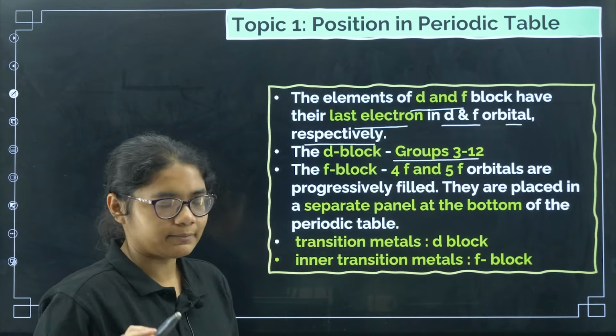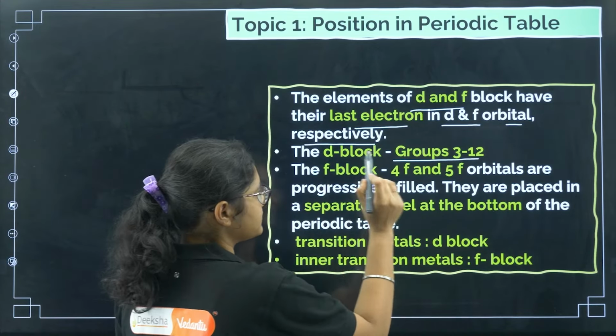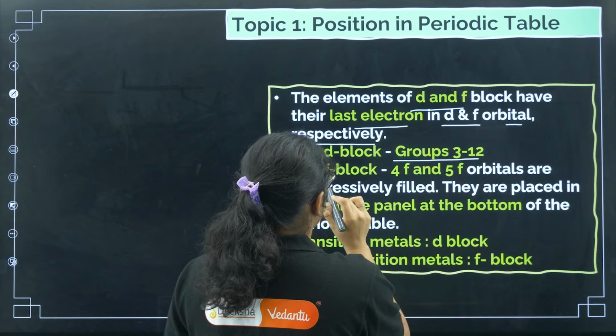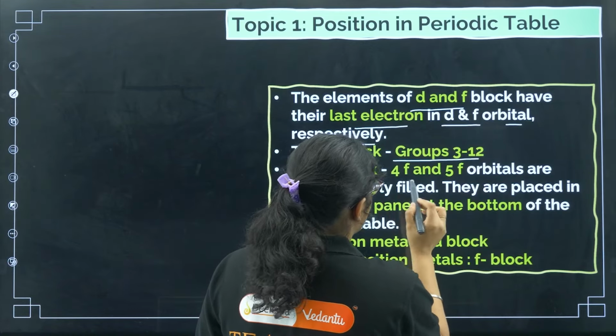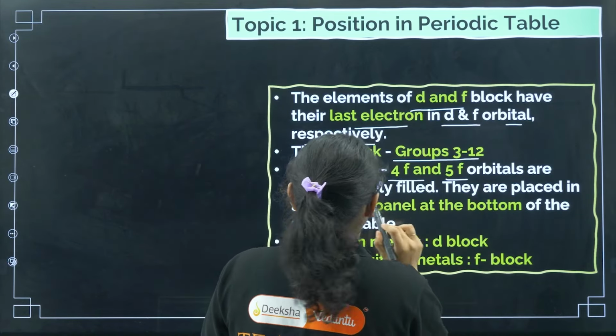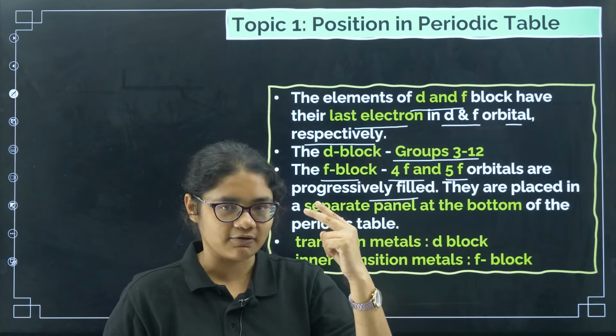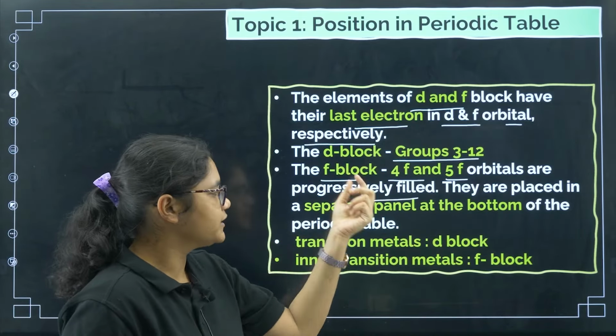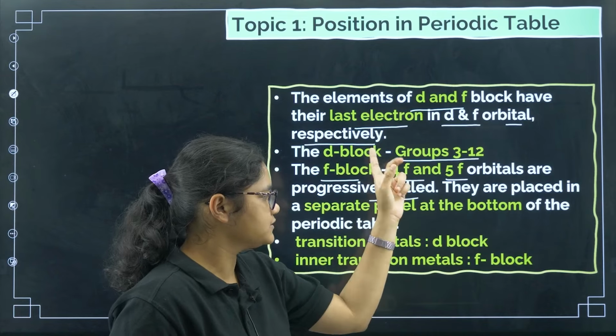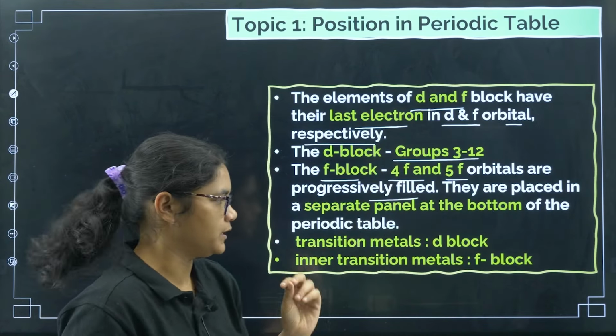I'll show you the periodic table also, but you have to remember D block is from group 3 to group 12, and the F block, that is, it consists of 4f and 5f orbitals are progressively filled. So in F block what happens? In F block again we have 4f and 5f, okay. So there the electrons are filled, the last electrons are going to the 4f and 5f orbitals, okay.